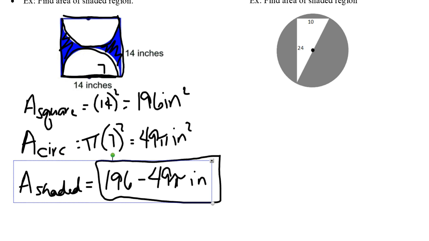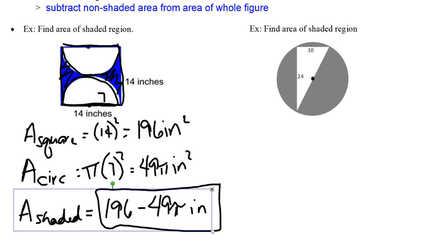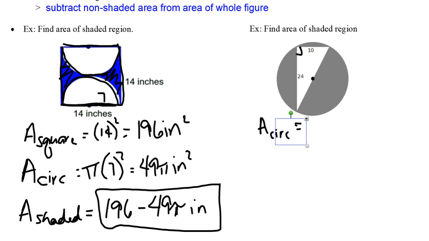Okay. In the second problem, my bigger figure is the circle. So I want to start with the area of a circle. But the problem that I've got here is that I don't actually know the length of the radius. It's not given to me. Okay? But what I do have is I have a right triangle here.